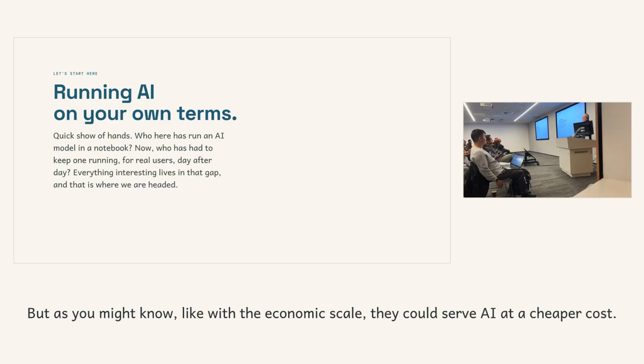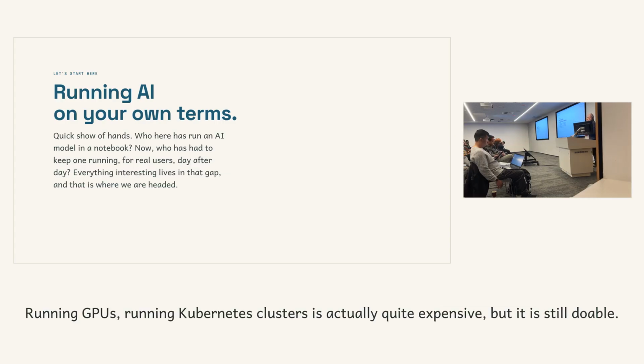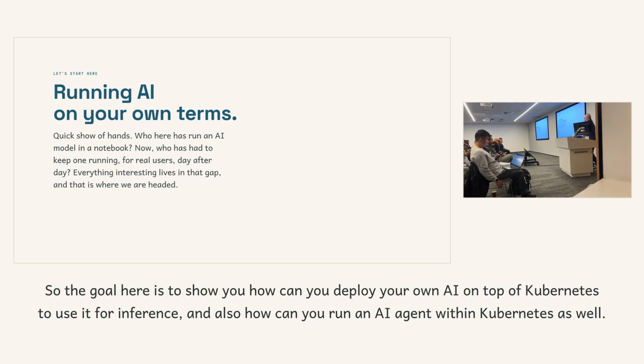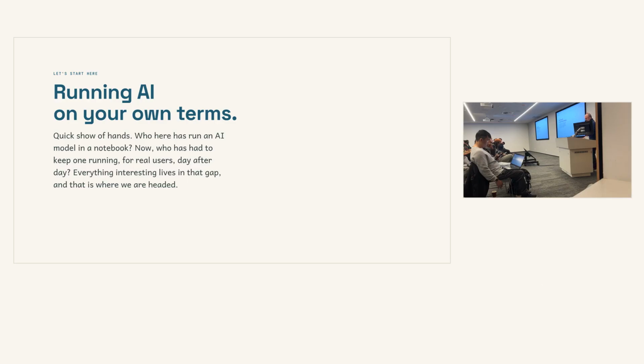But as you might know, with economies of scale, they can serve AI at a cheaper cost. Running GPUs and Kubernetes clusters is actually quite expensive, but it is still doable. So the goal here is to show you how you can deploy your own AI on top of Kubernetes to use it for inference, and also how you can run an AI agent within Kubernetes as well.